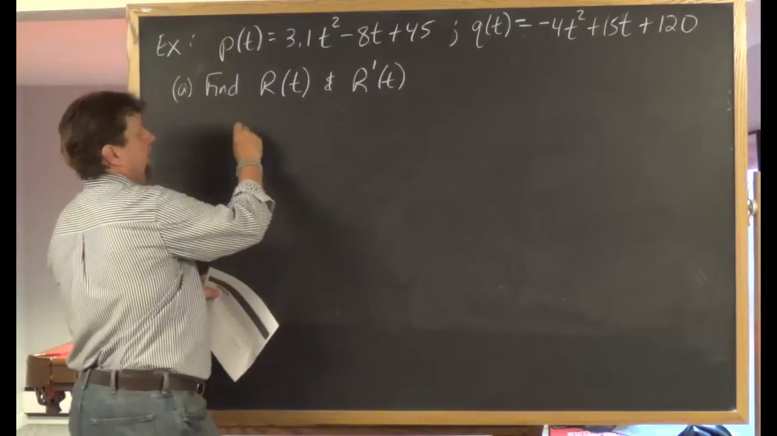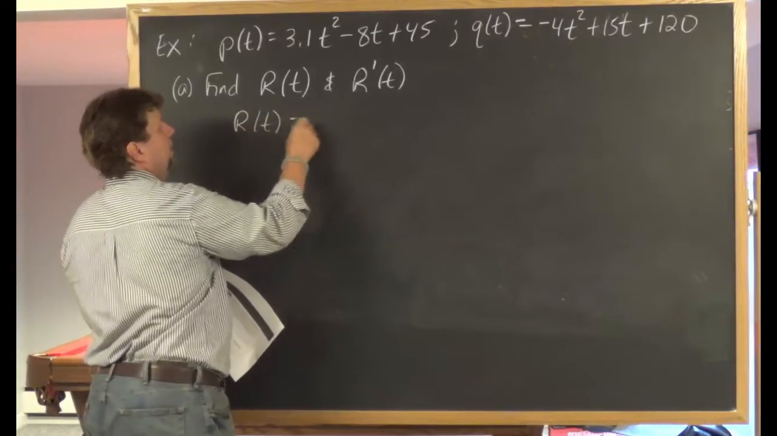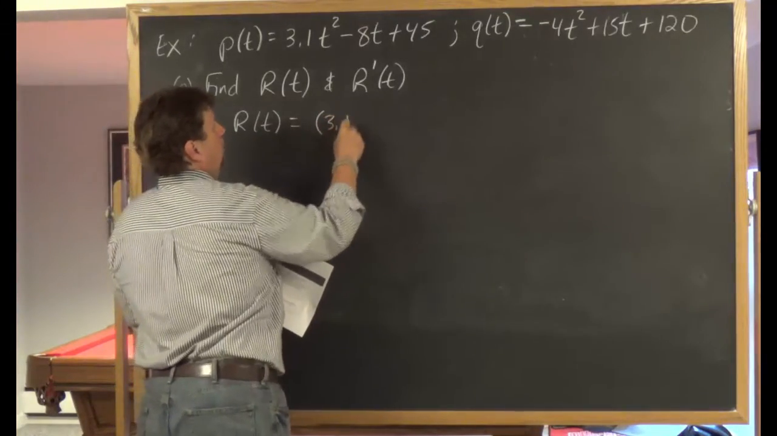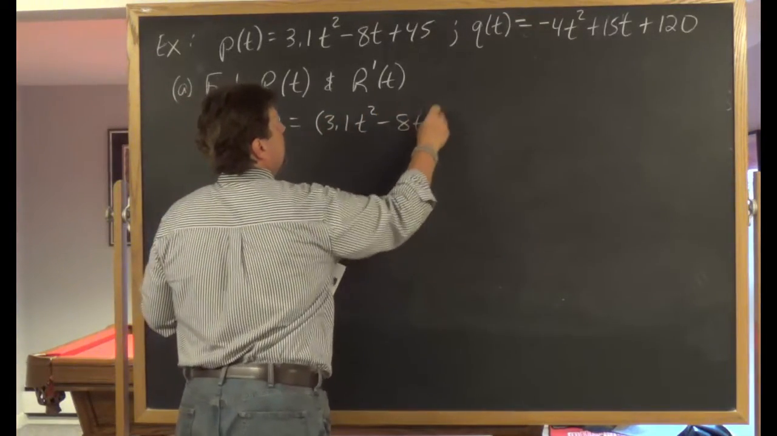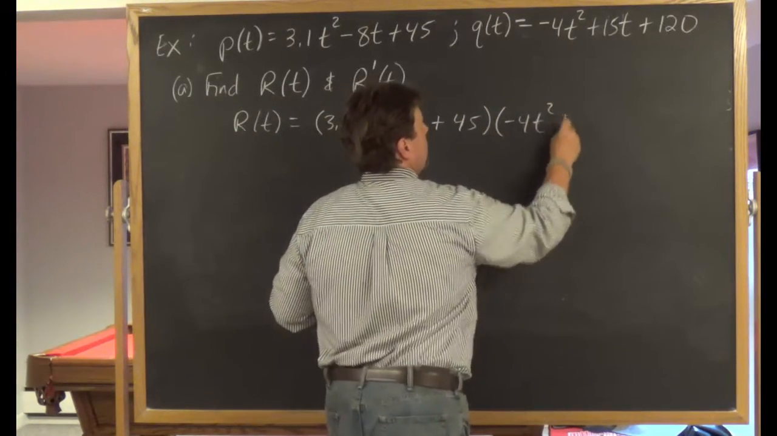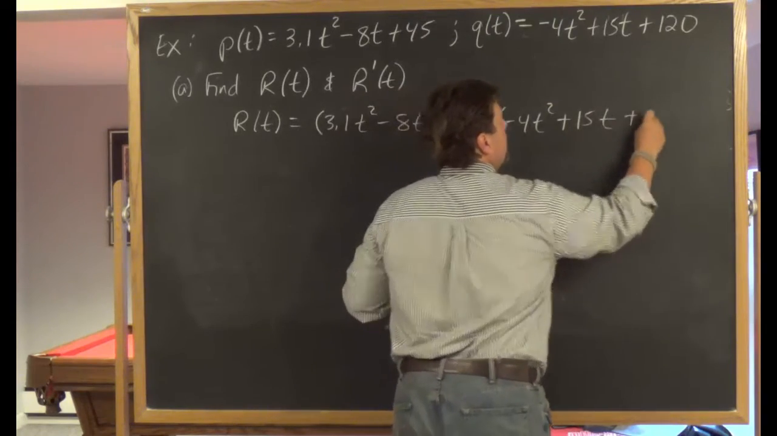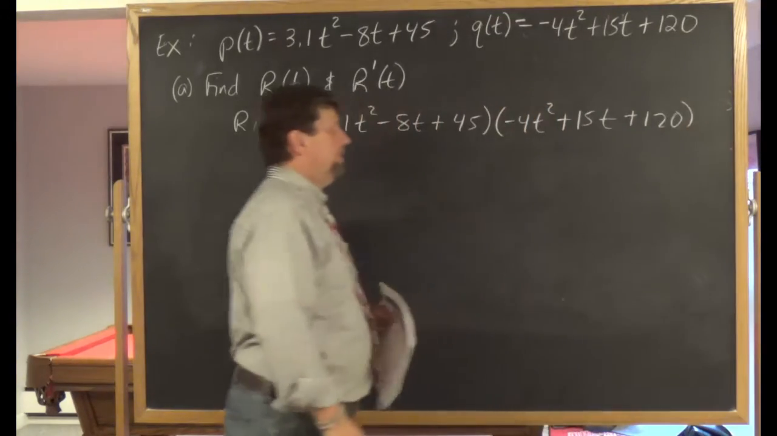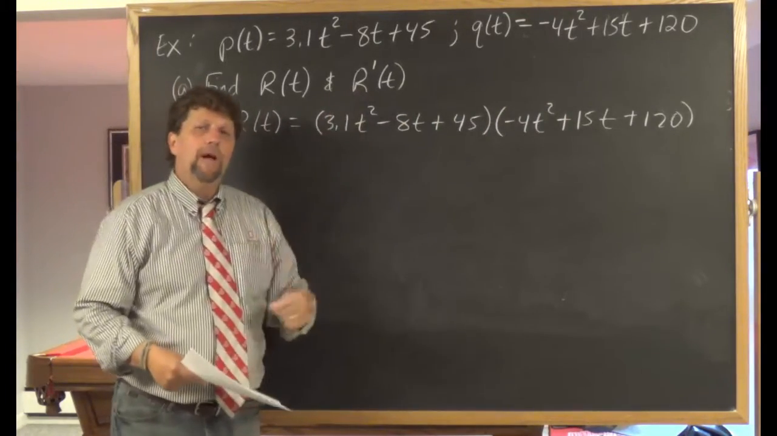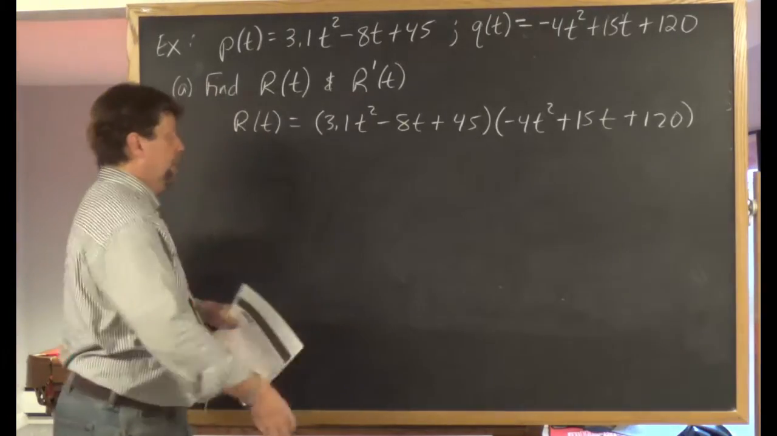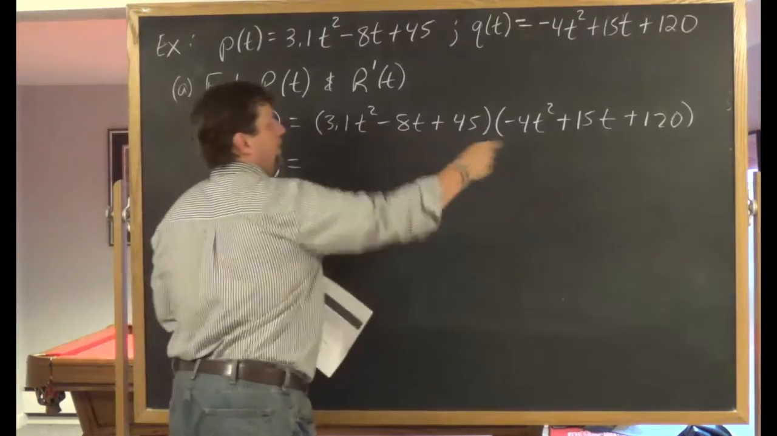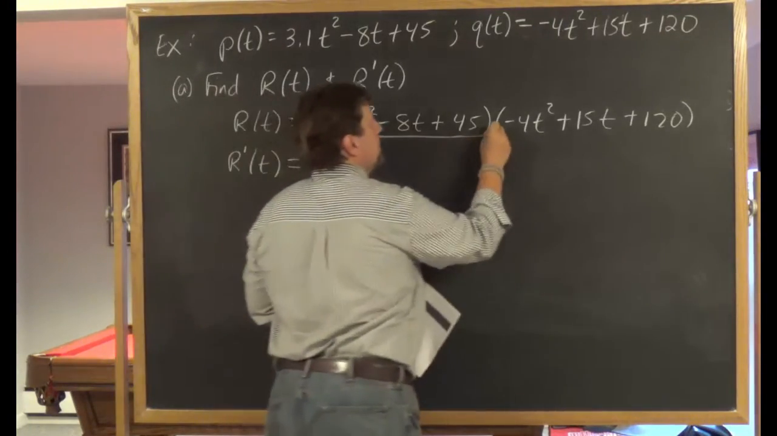So quite simply, the revenue function here is the price times the quantity. So it's 3.1 t squared minus 8t plus 45 times negative 4t squared plus 15t plus 120. That's the revenue function. Now we're supposed to get R prime of t, the derivative of the revenue function. Well, R prime of t is just the derivative of this function.